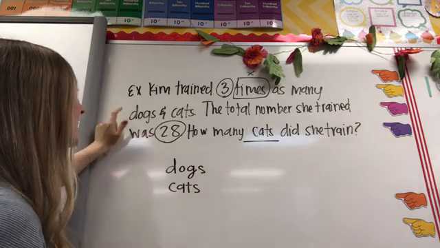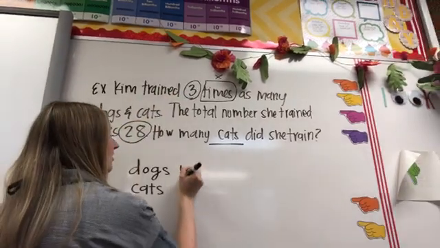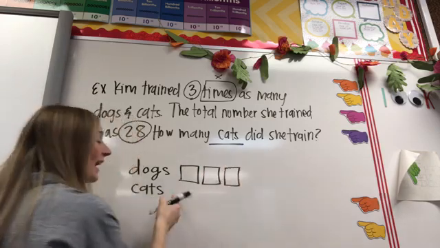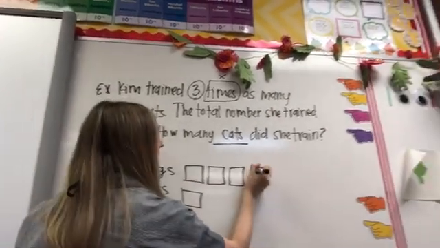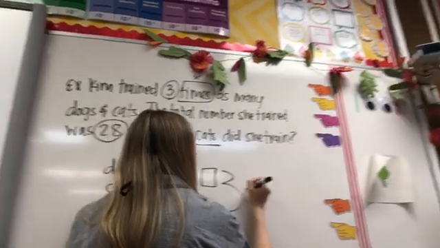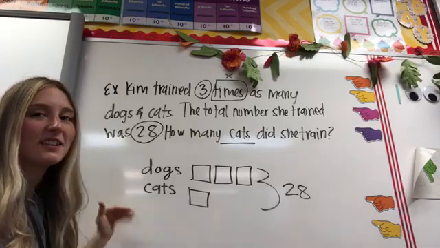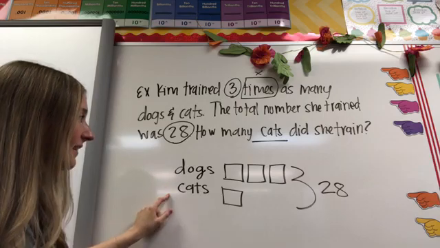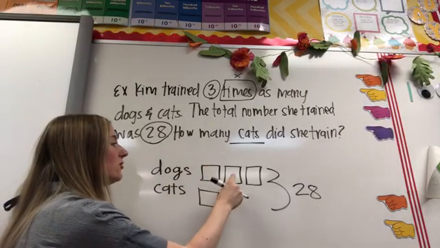So she trained 3 times as many dogs as cats. So that means that dogs is going to be our 3, okay? So we're going to give dogs 3 boxes because she trained 3 times as many dogs as she did cats. But cats have to weigh something, so we've got to give cats 1 box. All right, and we know all together that if we added the dogs and the cats, we had 28. Okay? If we added all the dogs she trained and all the cats she trained, we would get 28 animals. So this one's actually asking for cats, so this one will even be a little bit easier. So we have 1, 2, 3, 4.